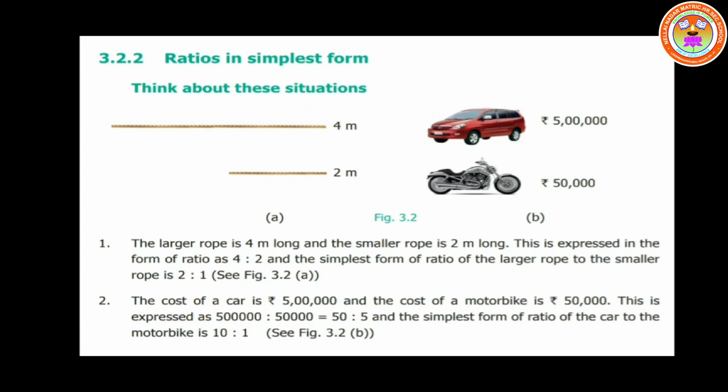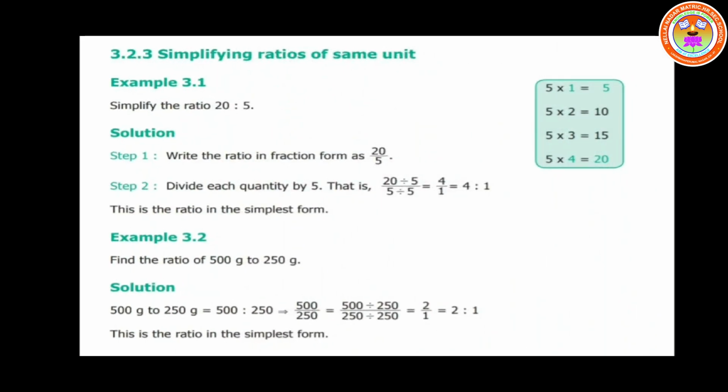And for the simplest form, 50 and 5 both can be divided by the 5 table. 50, how many times will it go in the 5 table, children? 10 times. Very good. And 5 will go only 1 time. So the simplest form of the ratio of the car to the motorbike is 10 is to 1. Have you understood the simplest form, children? Yes, the simplest form is nothing but simplifying it to the lowest term. That is called the simplest form. Okay, now let us move on to some example sums. Simplifying the ratio of the same unit.